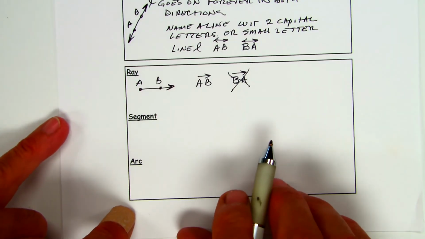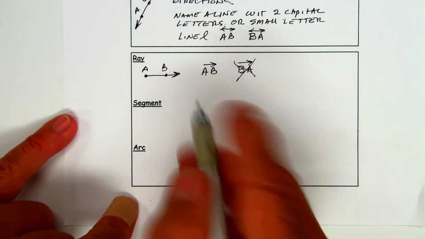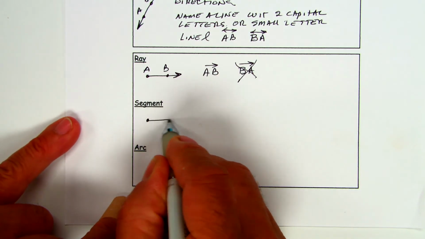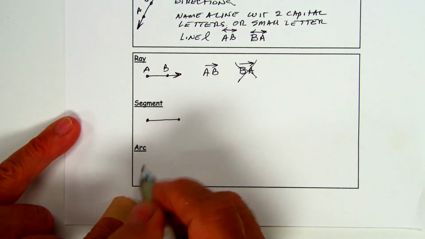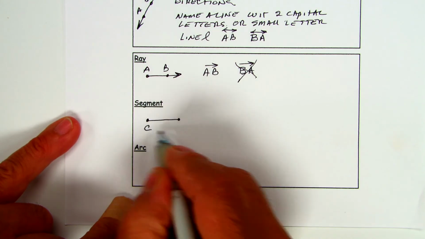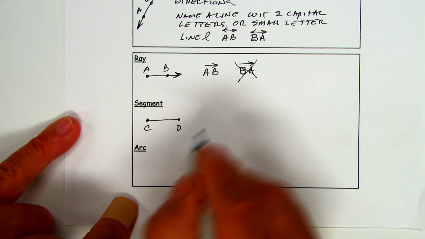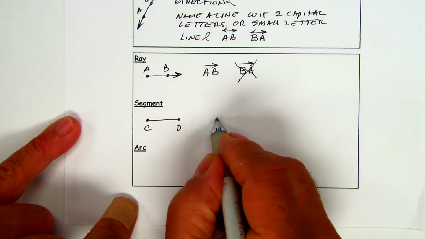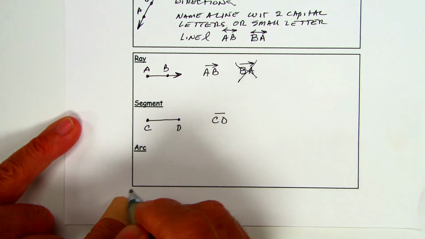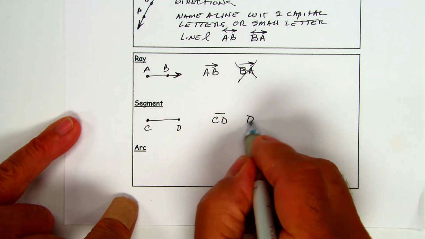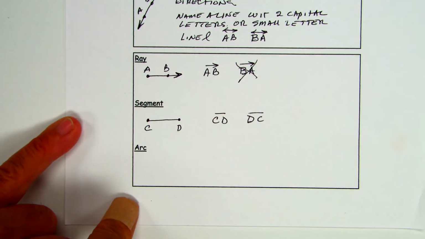Now, a segment, here's how we indicate a segment. It has a starting point and an ending point. This could be CD. So we would write it shorthand like this, CD. We could also say DC. It would also be acceptable.